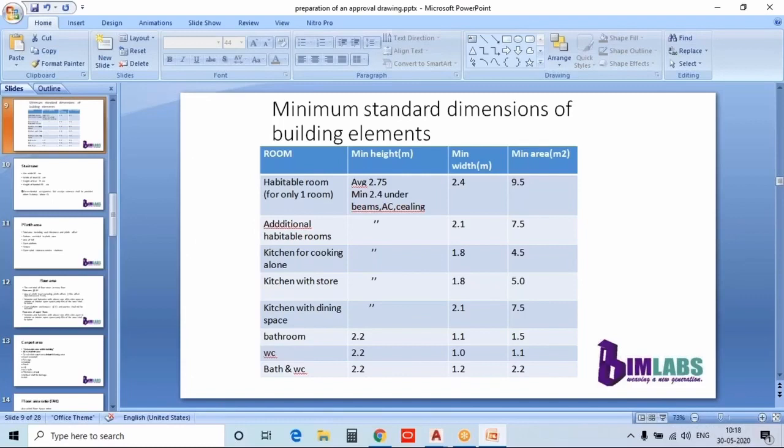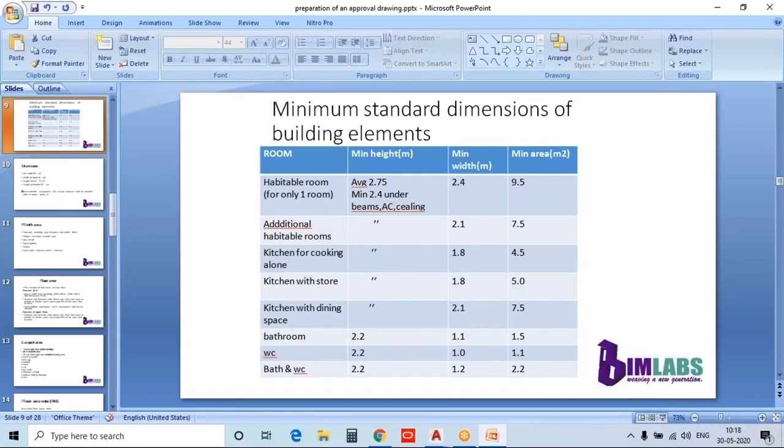And within that area, you can plan your building according to the client's requirements, how many square feet of building they need. There should be some minimum standard dimensions of building elements, and we cannot reduce the height, width, length or area below these.